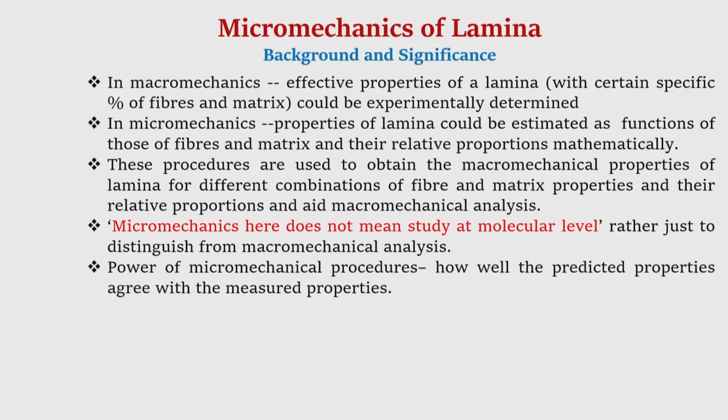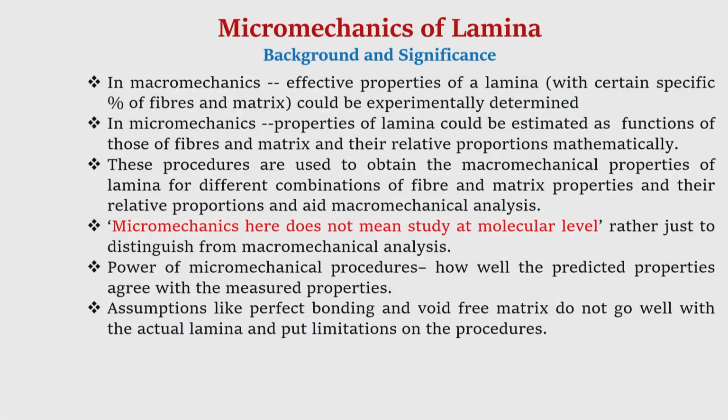When these relationships in micromechanical procedures are developed, by which we can determine the properties of a lamina in terms of the fiber and matrix properties, the efficacy of those established relations is decided by how well the predicted properties agree with the experimentally measured values of the corresponding properties. There are key assumptions made in micromechanical analysis, for example, that there is perfect bonding between the fibers and the matrix. Also it is assumed that the matrix is void free. These assumptions many times do not match the actual lamina which is tested, and therefore put limitations on the micromechanical predictions.